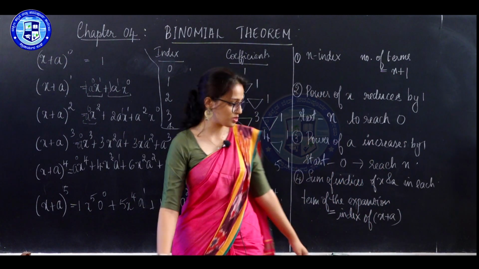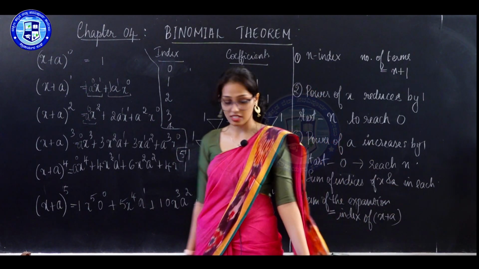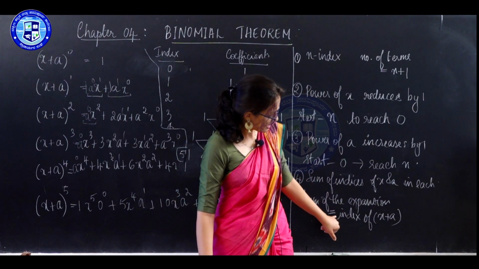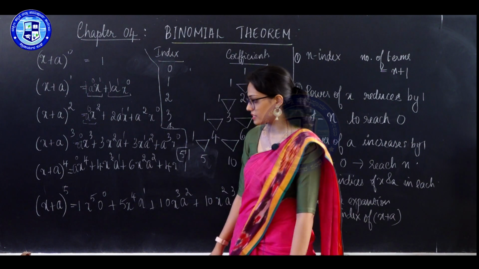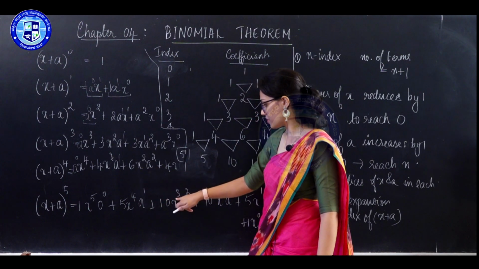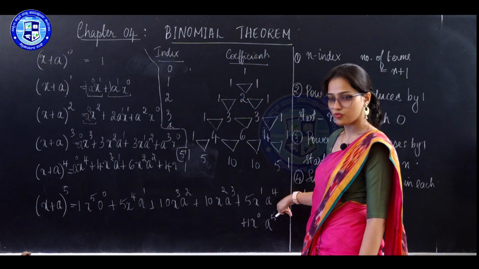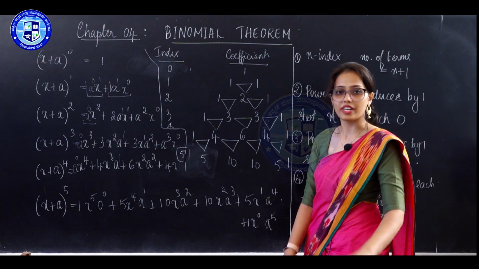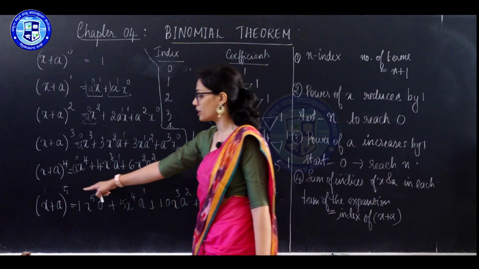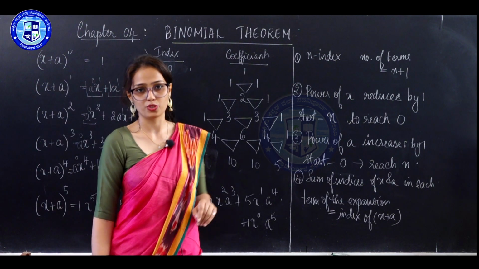Let us see the next observation. The sum of the indices of x and a in each term of the expansion is equal to the index of x plus a. Let us check that. 5 plus 0 equals 5, 4 plus 1 equals 5, 3 plus 2, 2 plus 3, 1 plus 4, 0 plus 5. All are equal to 5. So now the expansion looks very simple to us.